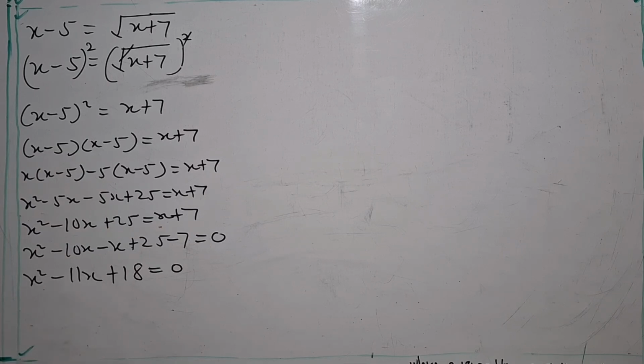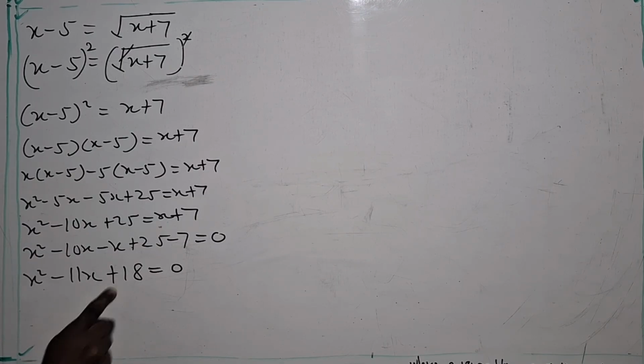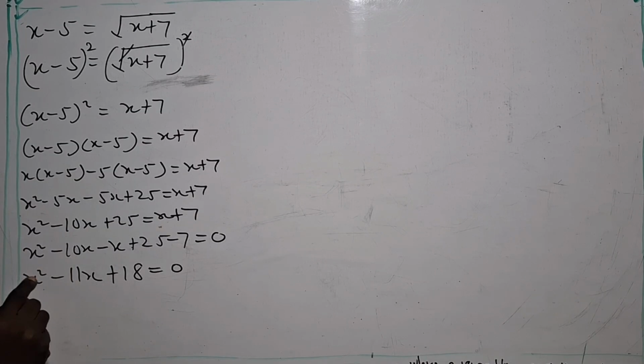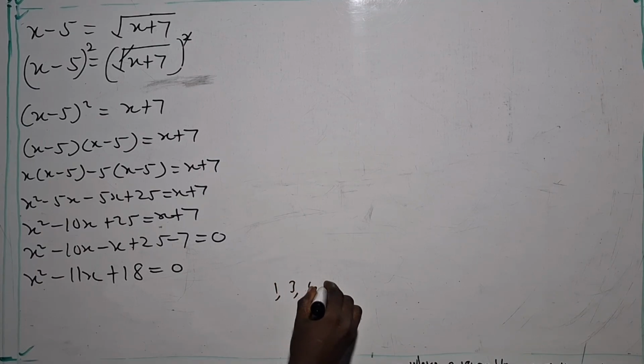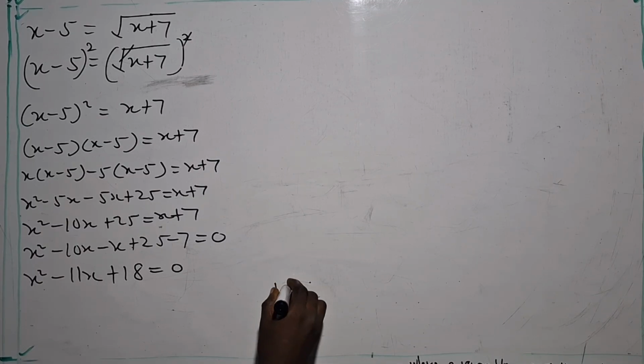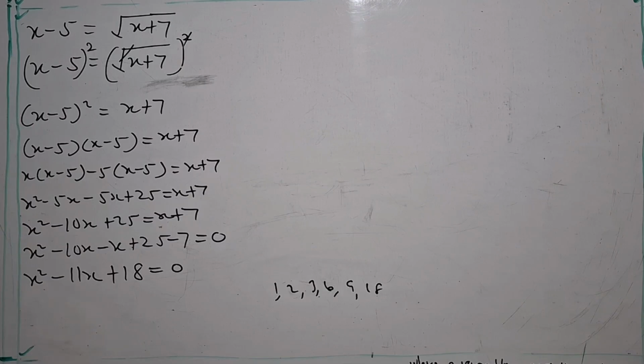The principle of quadratics says that to solve it, you have to use the method of grouping. You have to expand it and factorize it. How do you factorize it? You find the factors of the last term, which is the c, and you pick two numbers that when you multiply, you get this, but when you add, you get the middle term. So the factors of 18 are 1, 2, 3, 6, 9, 18.